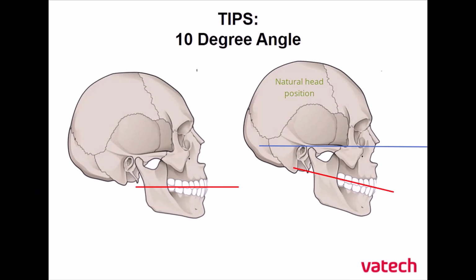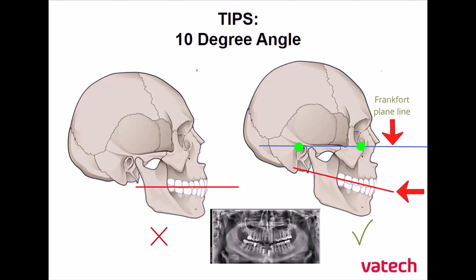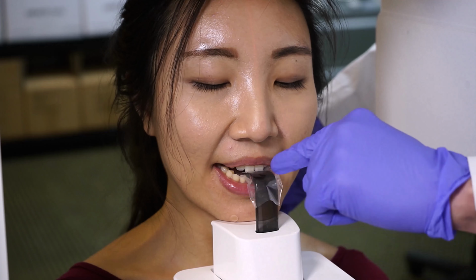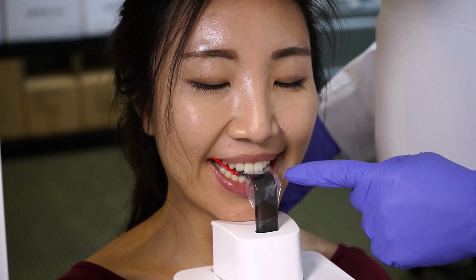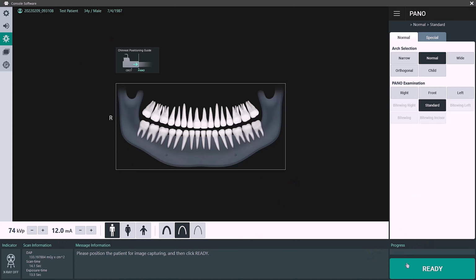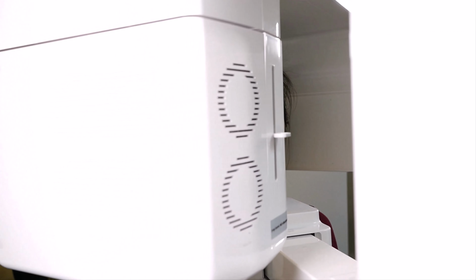The objective of this beam is to have the head tilted to a natural head position and the occlusion at a 10-degree angle when positioned in the machine, which is what produces the slight smile effect in the pan. As a tip, it is a good idea to have the patient smile and view the 10-degree angle of the posterior teeth. Once patient positioning is complete, we can simply hit the ready button on the acquisition computer interface and the machine will rotate to capture position.